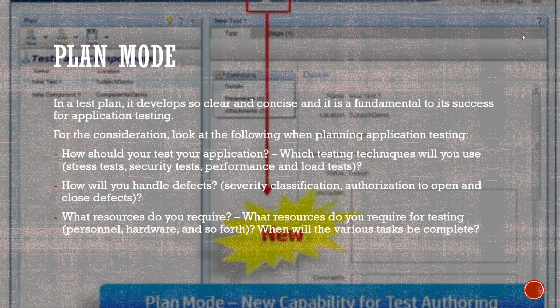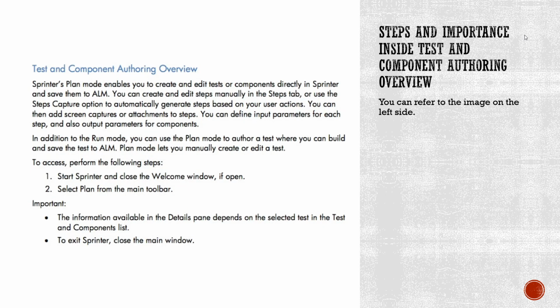What resources do you require? What resources do you require for testing, such as personal hardware and so forth? When will the various tasks be complete? Steps and important site test and component authoring overview.